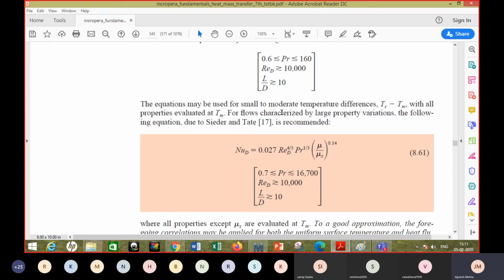And then there are other correlations also. So one is by Sieder and Tate. And whenever you have this kind of expression, this is for the properties at the surface. When you write μs, you find the dynamic viscosity at what temperature? At the surface temperature, and not the fluid temperature or mean fluid temperature.